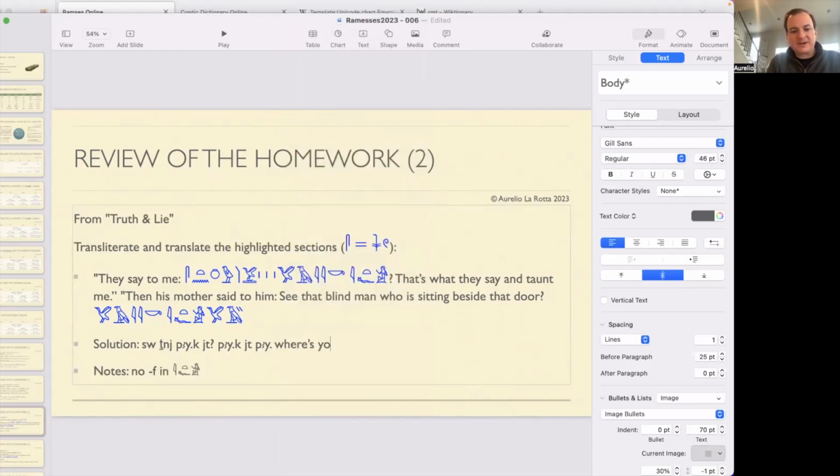Where's my father? They say, where is your father? Your father is this, or this is your father, or that is your father. So some of you had this or that in your translations. Either would be okay. Sounds like a very, very sad story, at least it starts out that way. I mean, obviously something has happened.